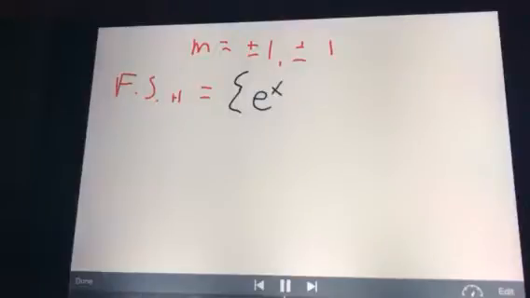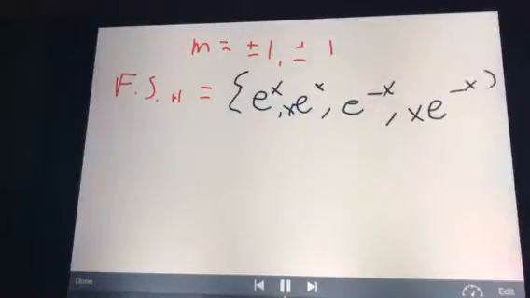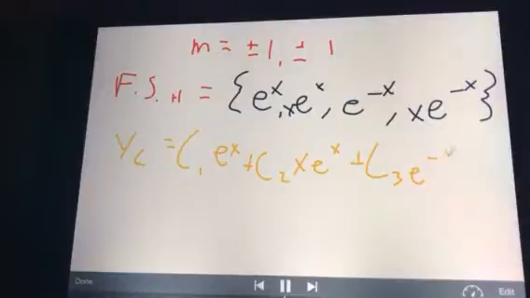So we just found that with m equals 2 plus and minus 1s, so that's going to give us the fundamental solution here with base h is equal to e to the x, comma x e to the x, comma e to the negative x, comma x e to the negative x. So now that we have that, we can find our y of c, which is going to be equal to c1 e to the x plus c2 x e to the x plus c3 e to the negative x. Down here I'll write plus c4 x e to the negative x.